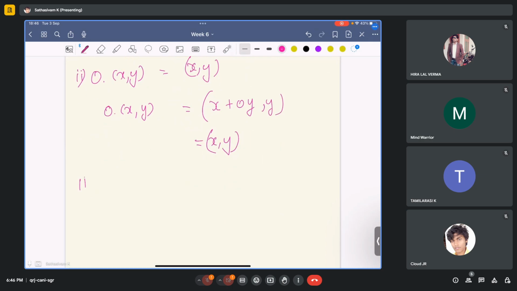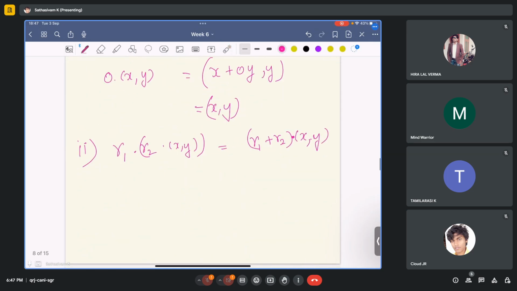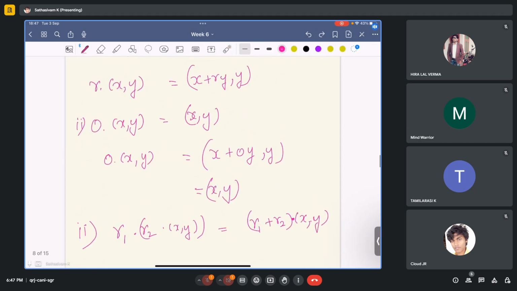Let's do the second one. What you want to do is R1 times R2 times XY, and you want to prove this is R1 plus R2 times XY. The operation is addition here again, since it's an additive group. So let's do it here. R1 times, let's see what this is. Recall this is the definition.